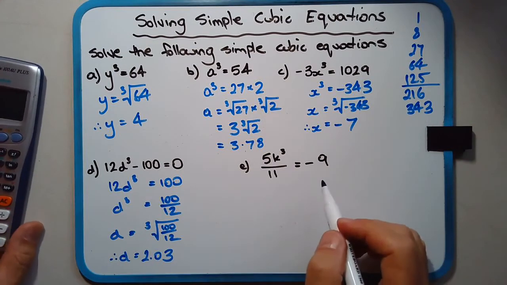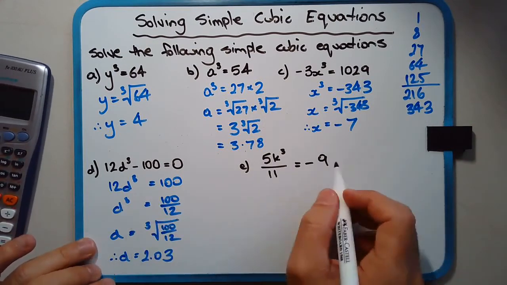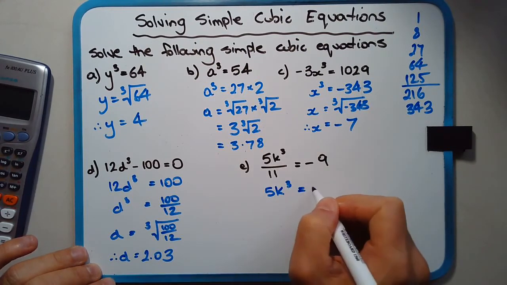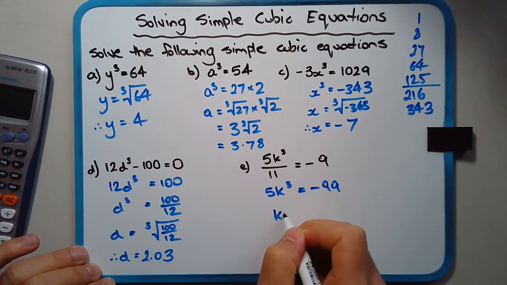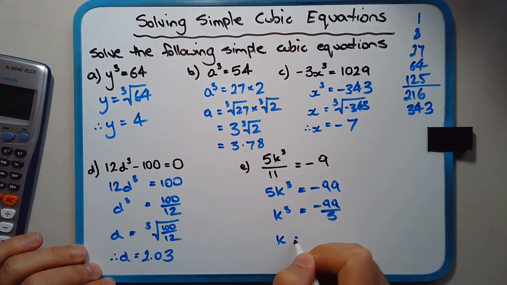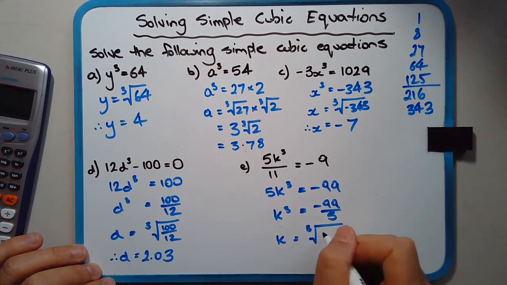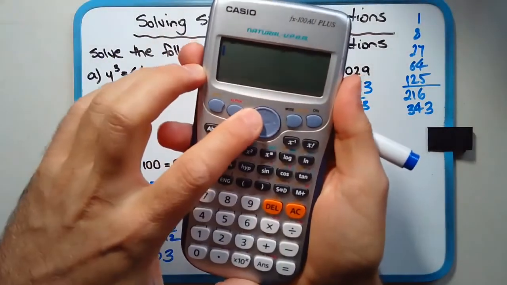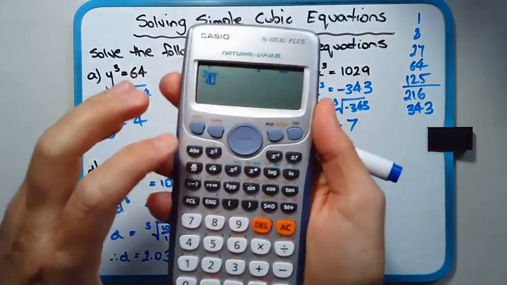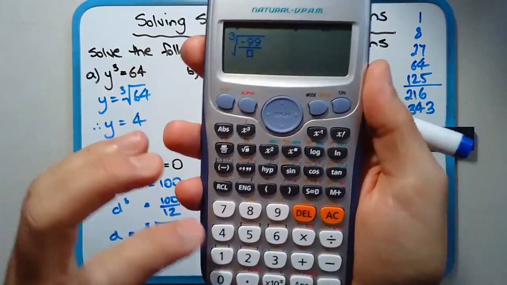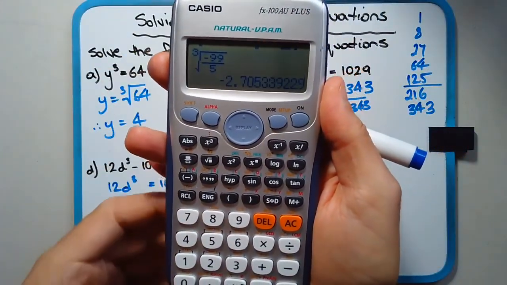Likewise for part E, in a very similar fashion. Let's multiply both sides by 11. So we get 5k cubed is equal to negative 99. k cubed is equal to negative 99 on 5. k is equal to the cube root of negative 99 on 5. So again, cube root, and just entering in that fraction, negative 99 on 5, we get negative 2.71.